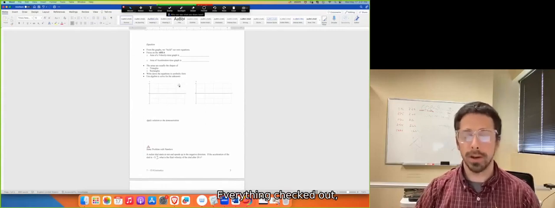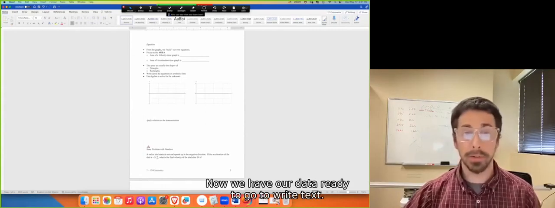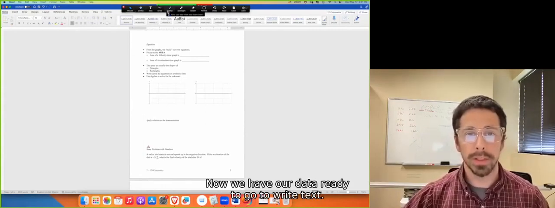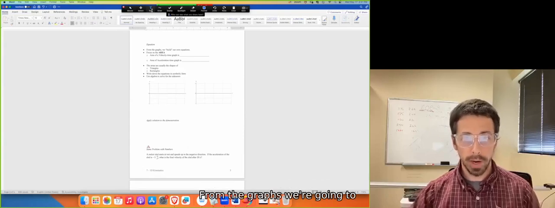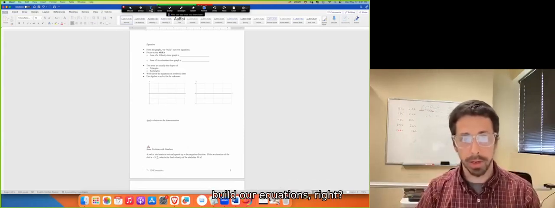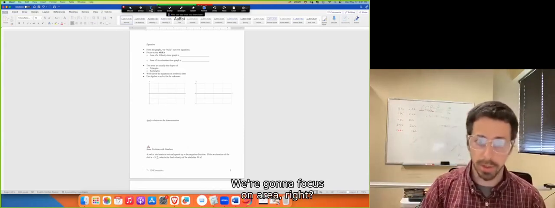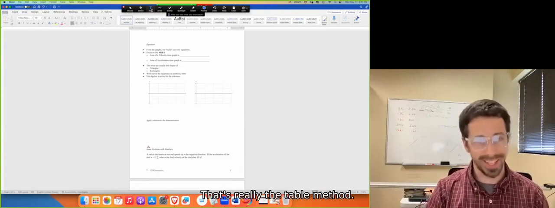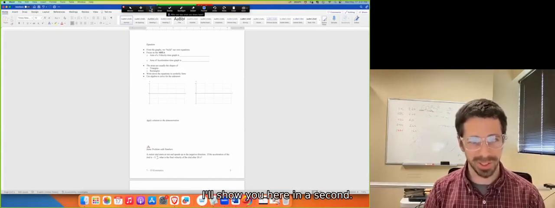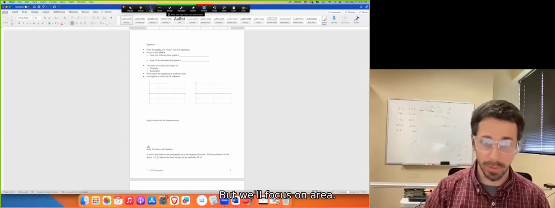So everything checked out. Everything checks out in regards, now we have our data ready to go. All right, next, from the graphs, we're going to build our equations, right? We're going to focus on area. If we focus on the line, that's really the table method. I'll show you here in a second, but we'll focus on area.